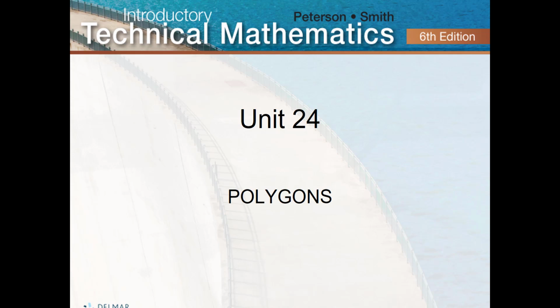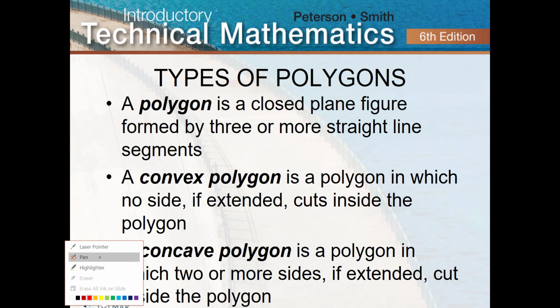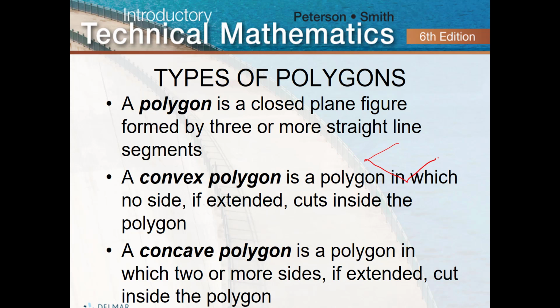All right, so we're on to Unit 24, polygons. Get my pen ready. A polygon is a closed plane figure formed by three or more straight line segments. By closed plane, I may have three line segments right here, but this area is open, so that is not a polygon, whereas this is closed. That would be a really poor drawing of a polygon, but it's a triangle.